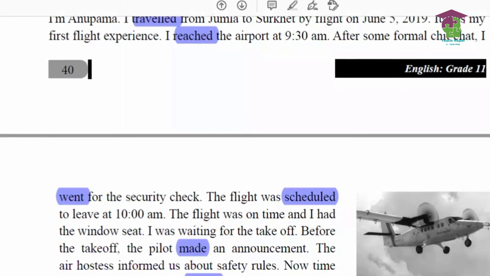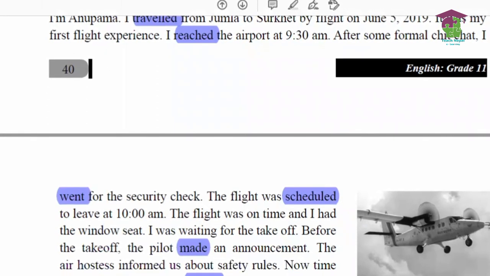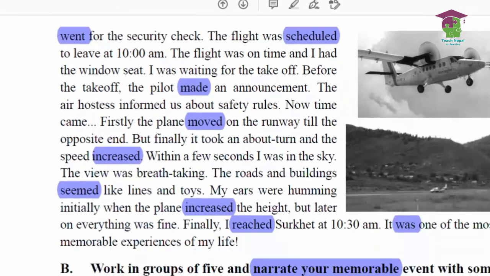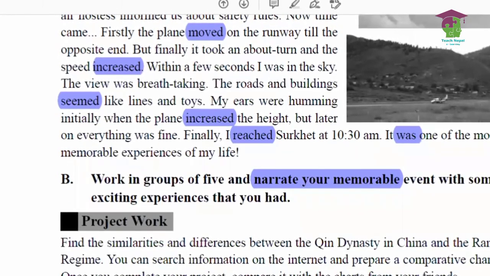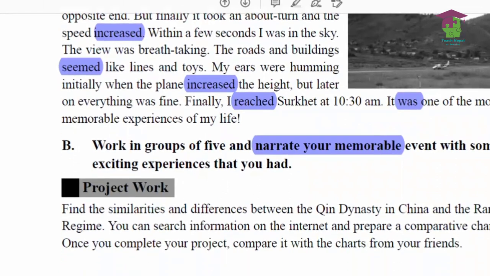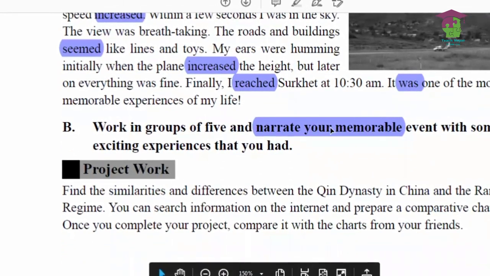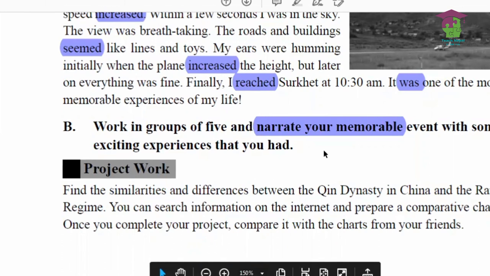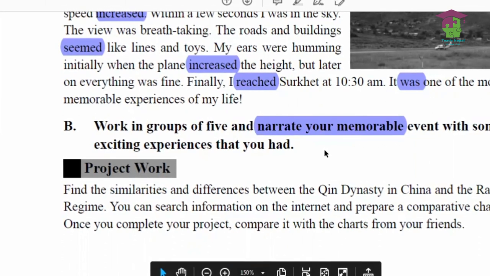Made here is also a past verb. So here you have also been given other verbs like moved, increased, seemed, reached, was. Now you need to narrate your memorable event with an exciting experience you have had. In this way, you can just speak about these things.